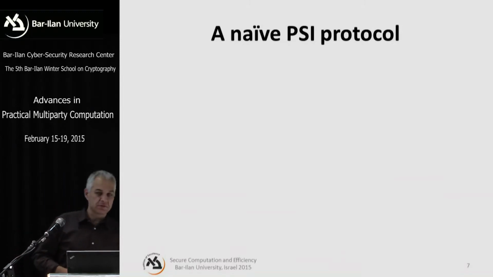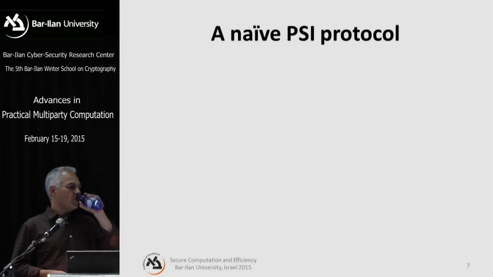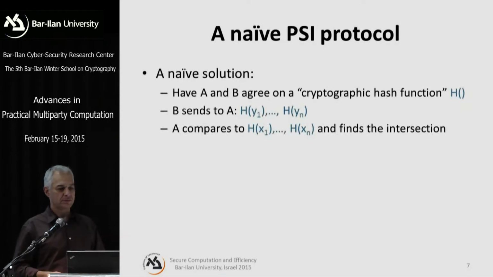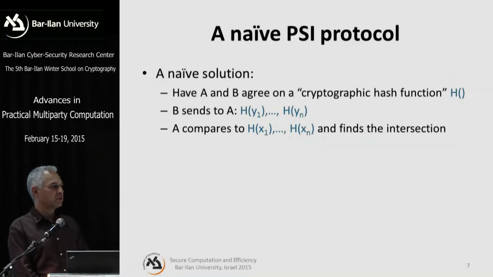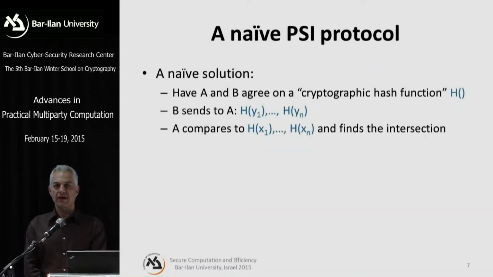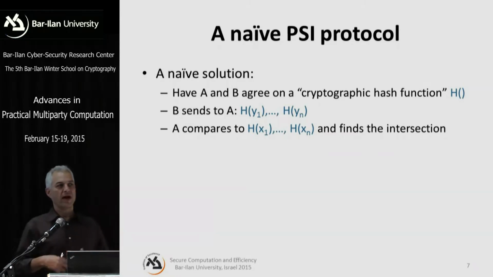OK, so how should we come up with a protocol for PSI? If you ask someone who is not a cryptographer for a protocol, then they usually come up with the following. Here's a naive solution. Alice and Bob agree on some cryptographic hash function H, which is one way, say a random oracle. Then Bob sends to Alice a hash of each of his elements. Now Alice computes a hash of each of her elements and just compares the two lists. Obviously, if y1 is equal to xn, then H of y1 is equal to H of xn, and Alice will notice that both items are the same. So instead of comparing the original items, they compare hashes of these items.